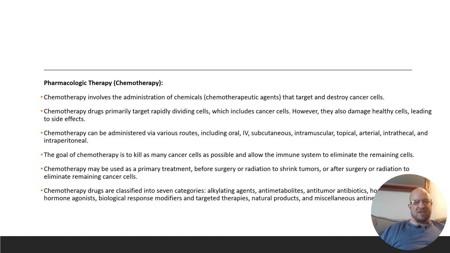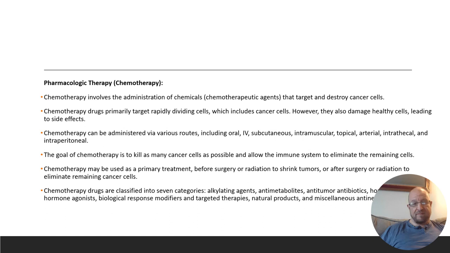Chemotherapy can be given in different routes: oral, IV, subcutaneous, intramuscular, and so on and so forth. The goal of chemotherapy is to kill as many cancer cells as possible, which allows the immune system to eliminate the remaining cells. Chemotherapy can be used as a primary treatment before surgery or radiation to shrink the tumors, and after surgery or radiation to eliminate remaining cancer cells.